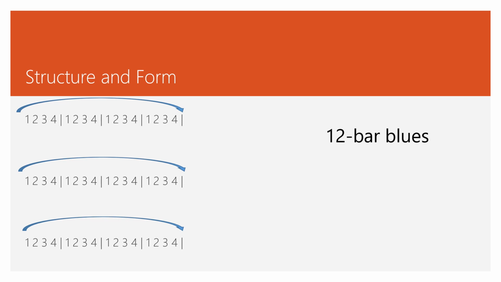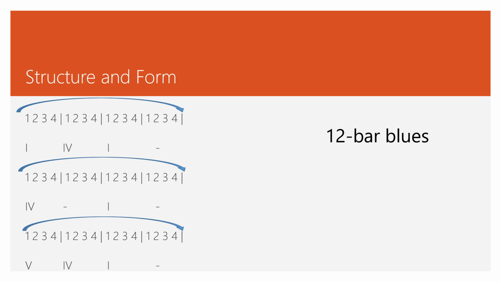When we examine the 12-bar blues structure, we can see that there are four beats in each measure, four measures in each phrase, and three phrases in the structure. The Roman numerals represent the timing of the chords that are played throughout this structure. The entire 12 bars would be repeated several times throughout a song.